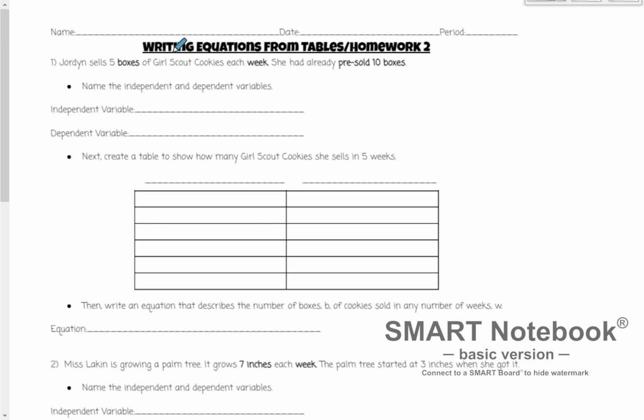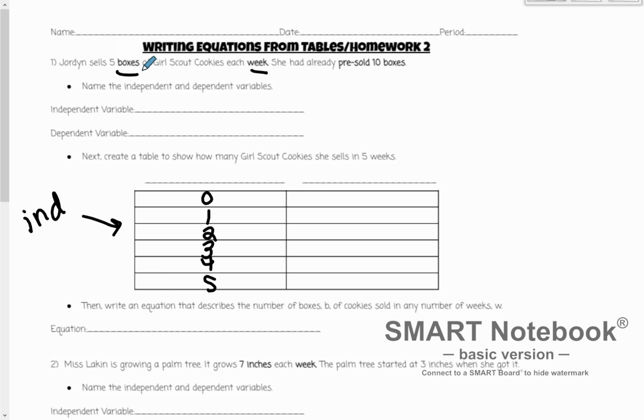Jordan sells 5 boxes of Girl Scout cookies each week. She had already pre-sold 10 boxes. So the two variables that we have are number of boxes and weeks. We have to think, which one am I going to put 0, 1, 2, 3, 4, 5 for? Because whatever goes in this side, which is 0, 1, 2, 3, 4, 5, is the independent variable. Okay, so that's a little easier way to think about it when you're having to decide which one's the independent and dependent.